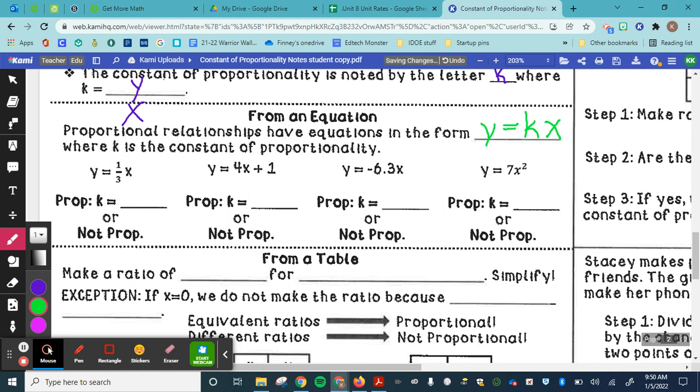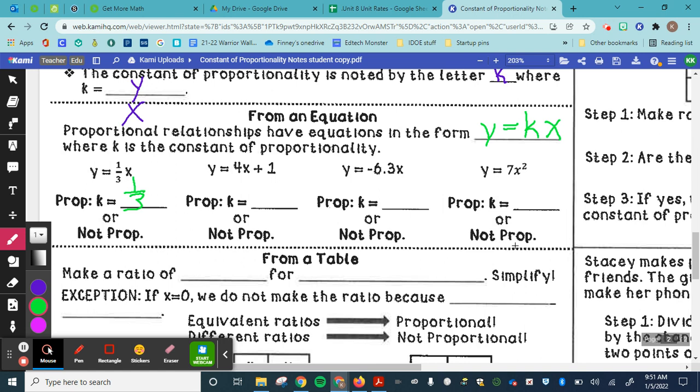Now, how do I erase that? So in this question, 1/3 is our constant of proportionality. It's just whatever number is in front of the x, as long as the rest of the equation is all the same.